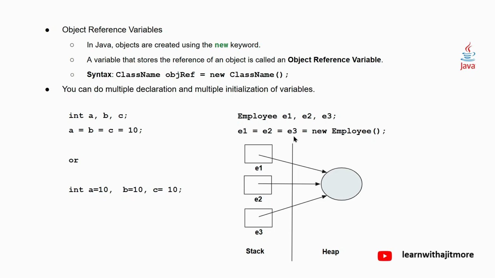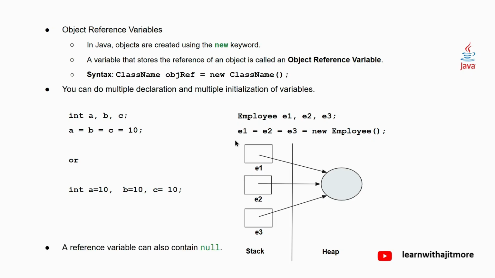Now you'll say, if you want three different copies, then three instantiations you have to create. Three times you have to write new Employee. e1 equal to new Employee, e2 equal to new Employee. So three copies will be created, and all three references will be stored in three different reference variables.